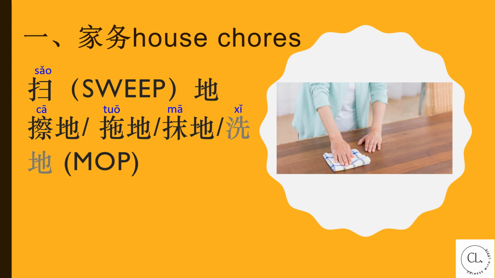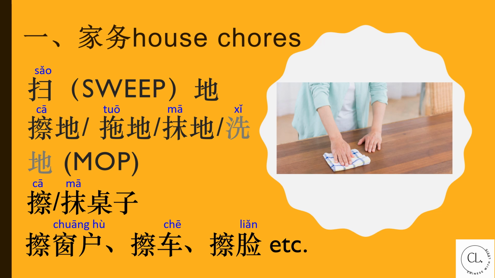Now we see a nice lady cleaning the table, right? So it has a surface. Remember we say when we have a surface, which one we can use? 擦 or 抹. Both are correct. 擦桌子, 抹桌子. 抹桌子 is quite a northern thing, but if you say 擦桌子, I'm sure everyone will know.